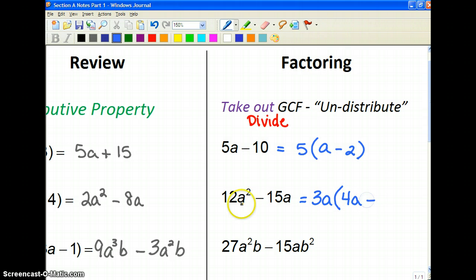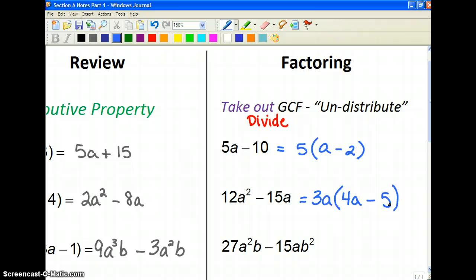Minus, 3 goes into 15 5 times, and a divided by a, then there would not be an a over here. It's just the minus 5. Again, you can redistribute, and you would see that you get 12a squared minus 15a.